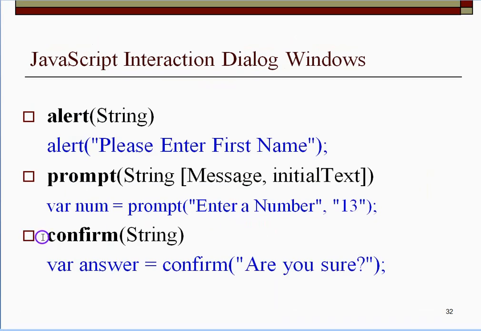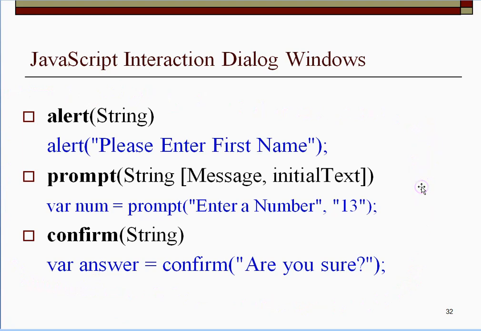It is called the confirm, and it is called with a string argument, which is going to be the message to be displayed. Unlike the alert, for the confirm you can cancel it. So the confirm works like the alert, but it also allows you the option to cancel. Now let's talk about something else regarding these interaction dialog windows.